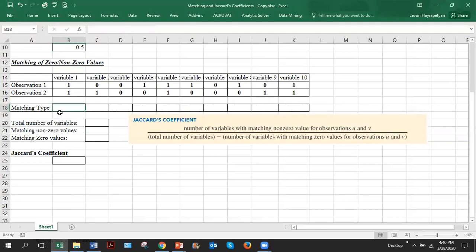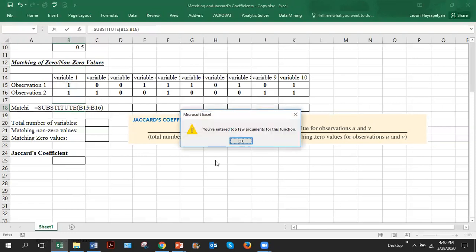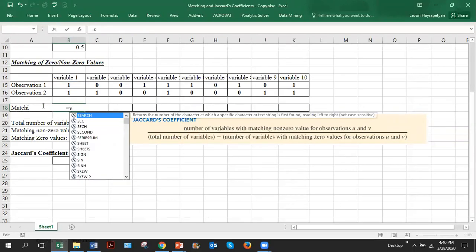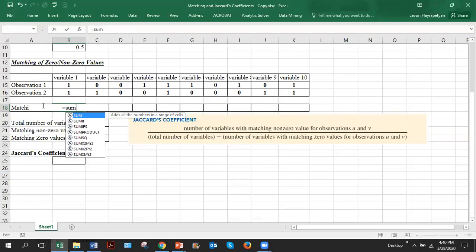There are several ways to do that, but I will do it this way. In order to figure out which type of match we have, I will just add these two numbers. Equals sum of these two, and we got 2. Then I'll copy this across.